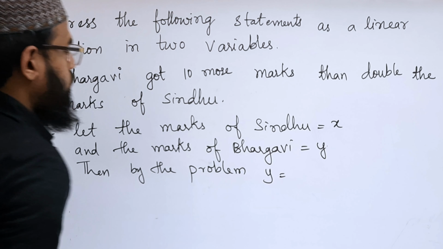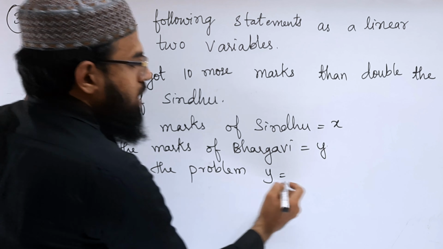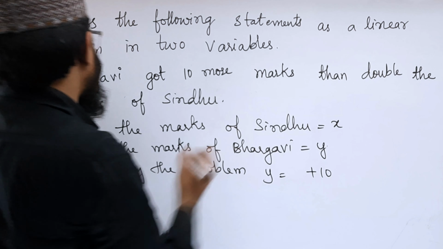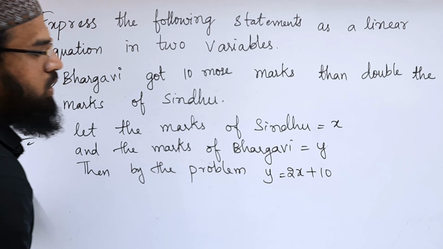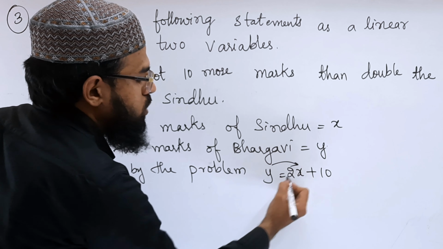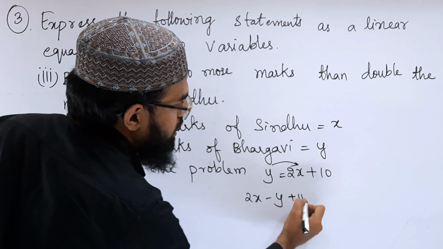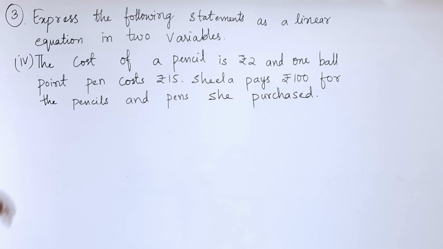So according to this problem, then by the problem, y is equals to, that is the marks of Bhargavi is equals to 10 more. 10 more means plus 10. Then double the marks of Sindhu. Let us send this to that side. It will become 2x minus y plus 10 is equals to 0. So this is the required equation.